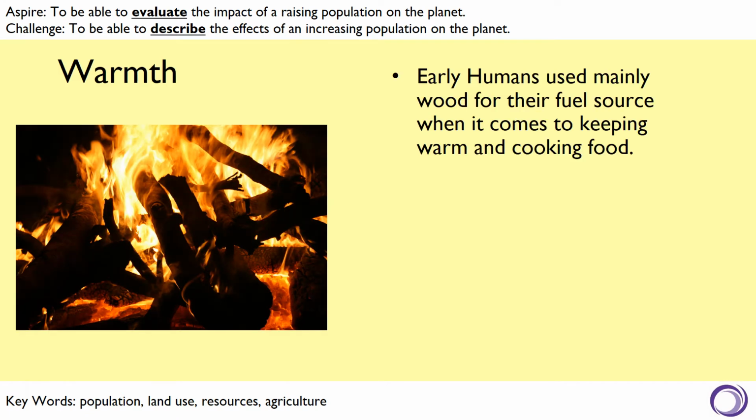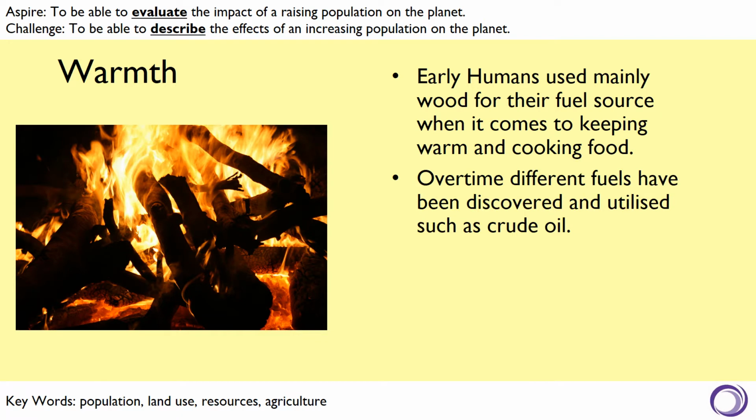Now, in terms of warmth, early humans mainly used wood as their fuel source, especially when it came to keeping warm and cooking their food. However, over time, different fuels have been discovered and utilised, such as crude oil, natural gas, and coal.